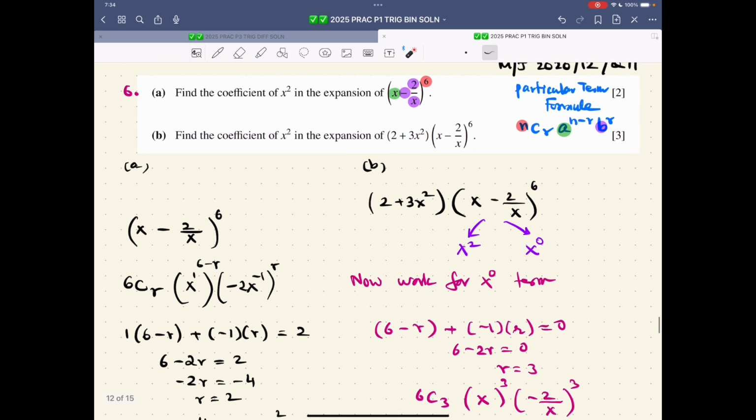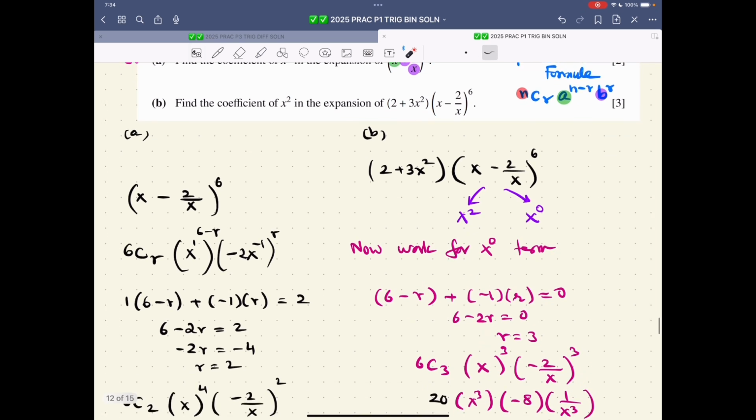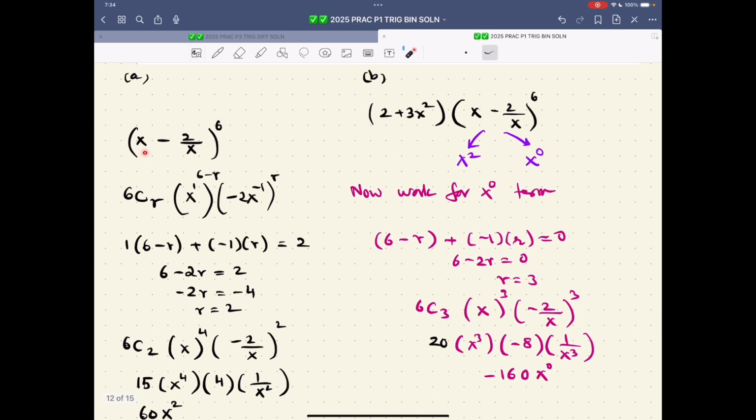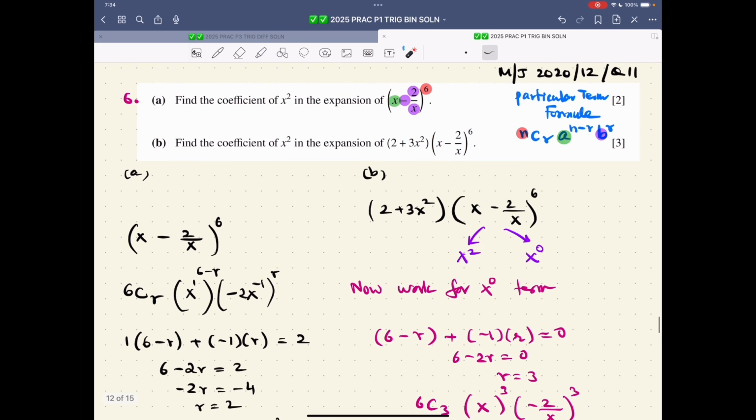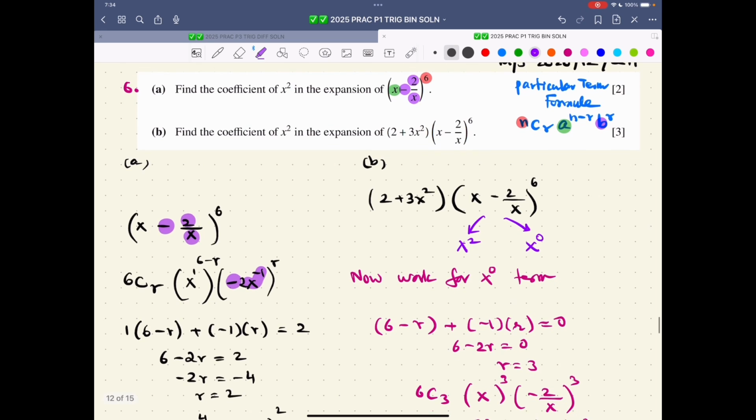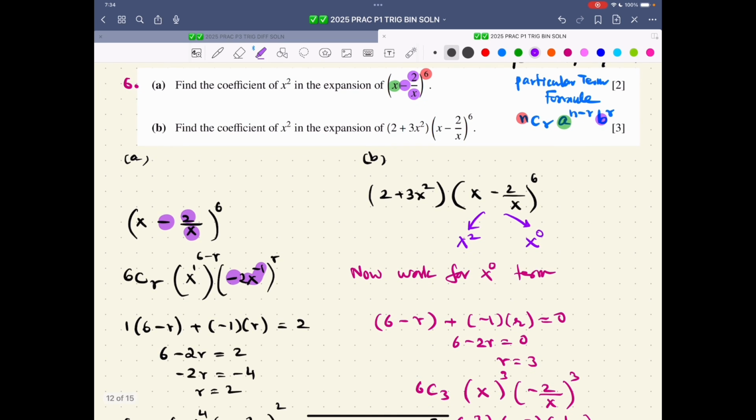Now this is a 3-step solution. That is the terminology that I have used in class. x minus 2 over x raised to power of 6. And let me just use the same colors over here. So this 2, this x, this negative, that is your b over here. And then over here, this x, that is your a. And then the value of n is 6, that is over here.